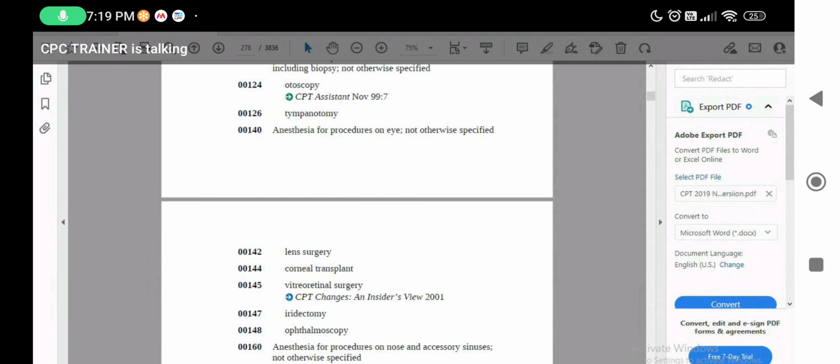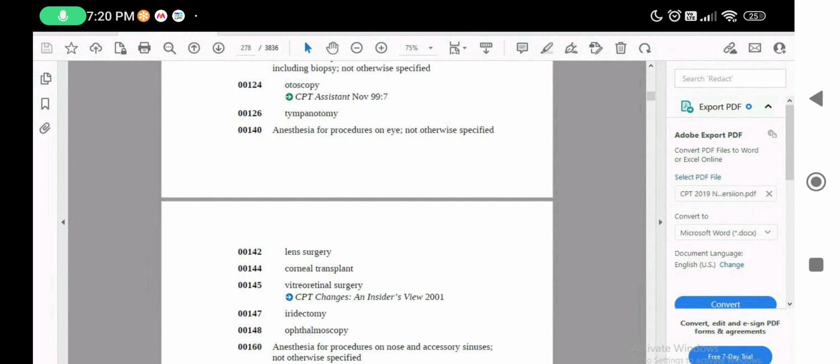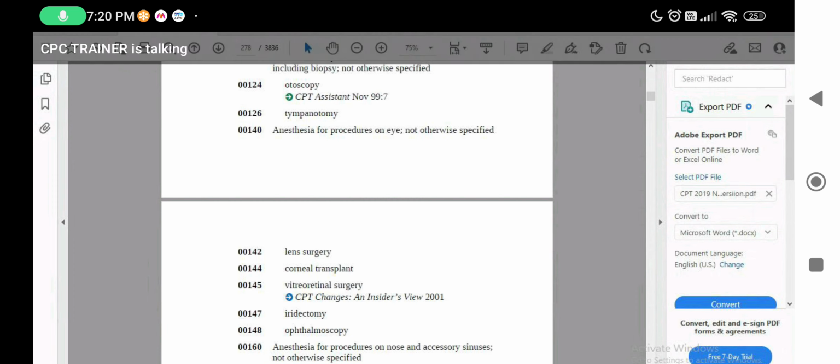Okay, next one is Mahalakshmi. Mahalakshmi, tell me how to read the 00142 code. Anesthesia for procedure on eye with lens surgery. Clear? Okay. While coding, which code alone do you have to use? 00142. Yes. If any option has 140 and 142, can we use that option or do we have to delete it? Delete, sir. Yes. That's all, guys.